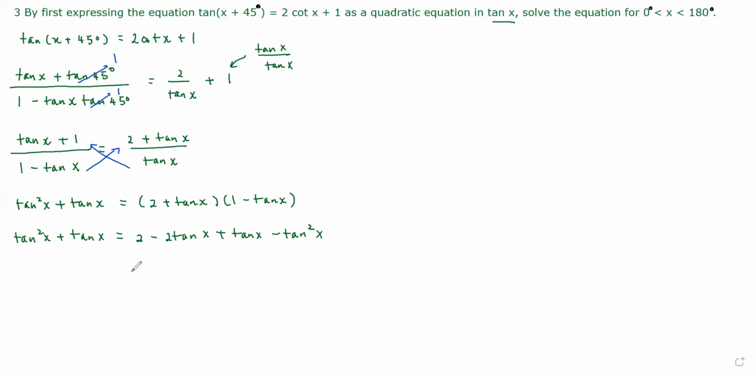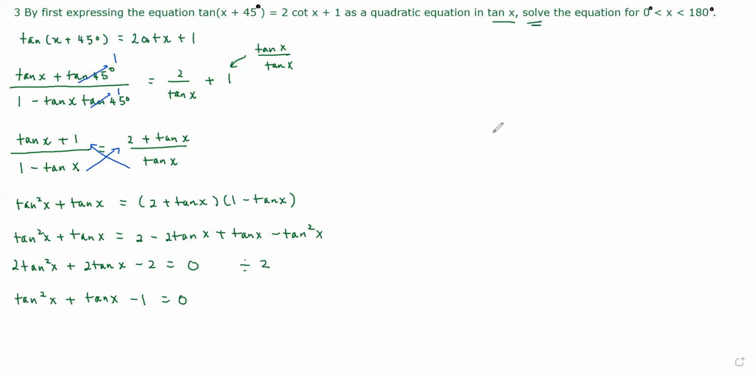Now we bring everything over to the right side. Tangent square x, this is minus tangent square x. When you move it to the right, we have 2 tangent square x. Tangent x plus 2 tangent x minus tangent x is positive 2 tangent x, minus 2 equals 0. All these terms are multiples of 2, so we can divide by 2 to make it simpler. So that's tangent square x plus tangent x minus 1 equals 0. That is the quadratic equation in tangent x.